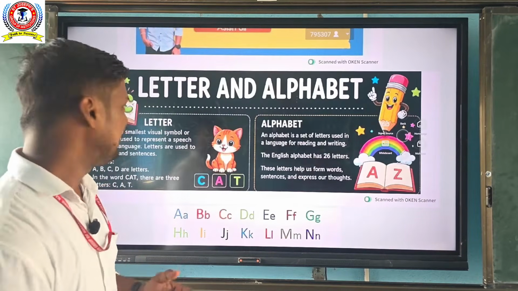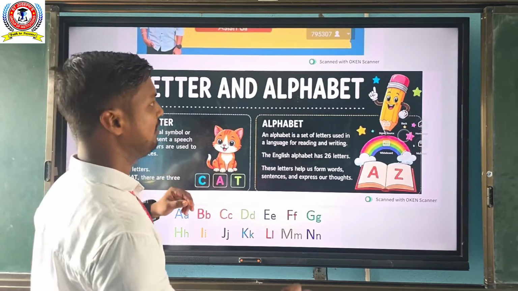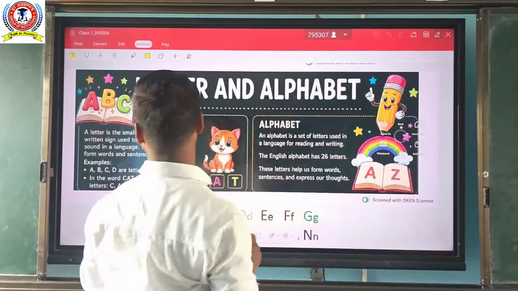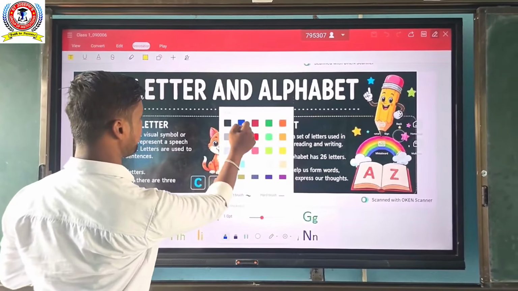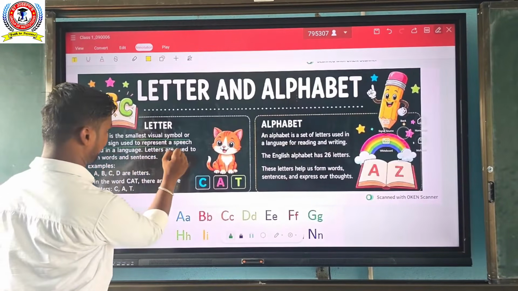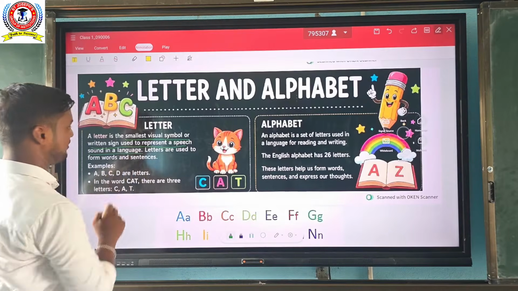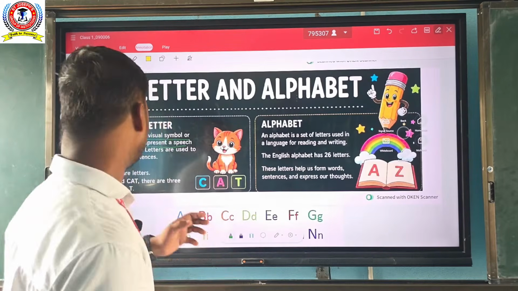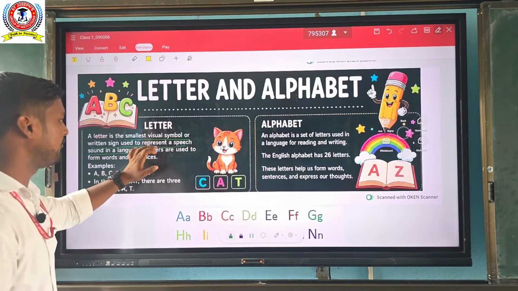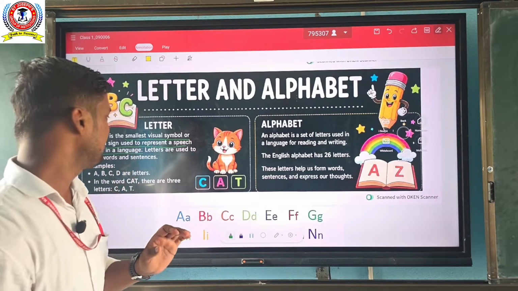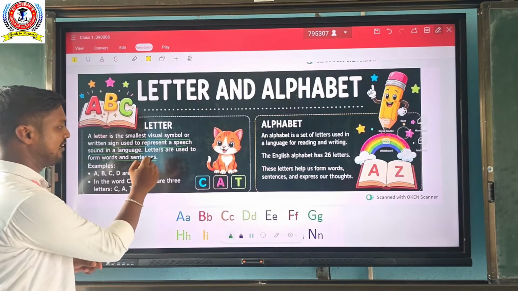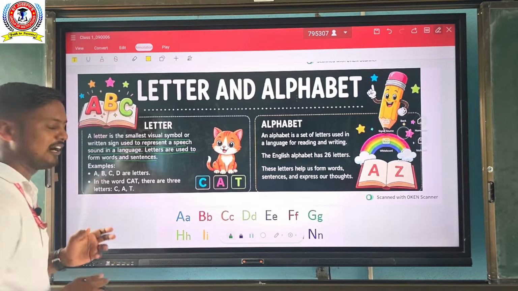What is a letter? A letter is the smallest visual symbol or written sign used to represent a speech sound in a language. And letters are used to form words and sentences.